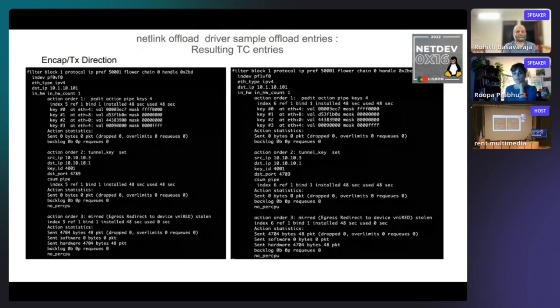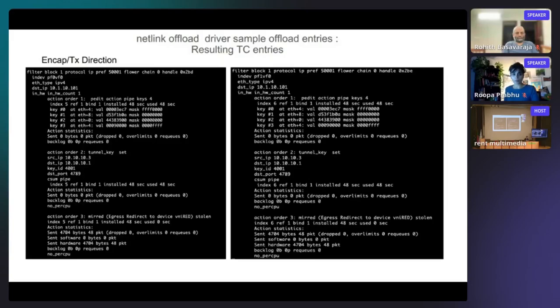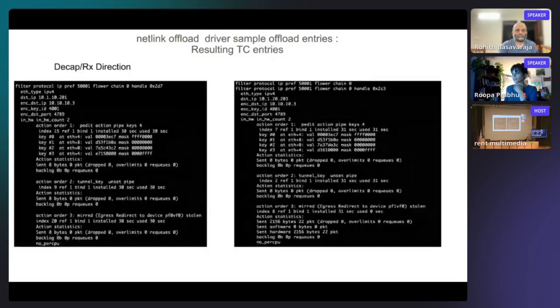Here it shows how the TC rules are formed for this kind of FIB entries. Again it is ingressing on the PF0 VF0, and we are matching on the overlay IP, which is 10.1.10.101. Once this is matched, we do an L2 rewrite first, which is the pedit action, then the tunnel set, and then send it onto the corresponding L3 VNI interface. We can go to the next slide. This is how the decap looks here.